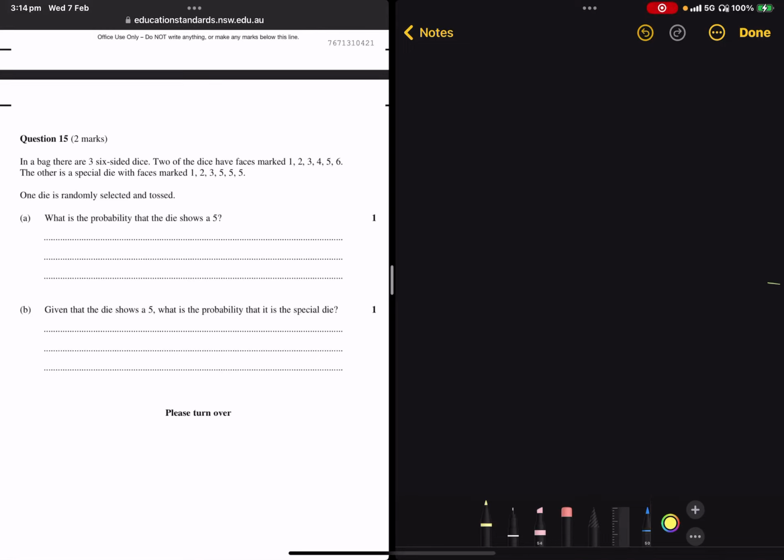Okay, so we're going to have a look at another question from the 2022 HSC Advanced Maths paper. So this is question 15. We're told in a bag there are 3 6-sided dice. 2 of the dice have faces marked 1, 2, 3, 4, 5, 6. The other is a special die with faces marked 1, 2, 3, 5, 5, 5. 1 is randomly selected and tossed. What is the probability that the die will show a 5?